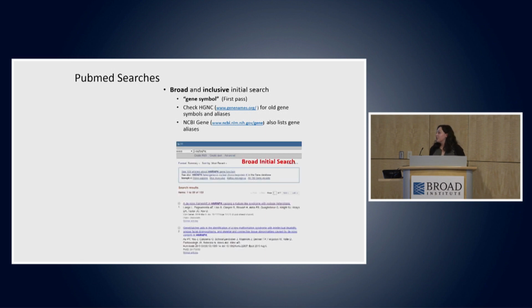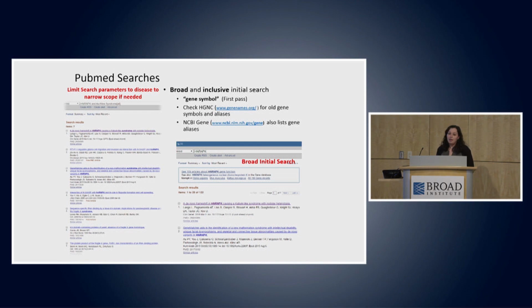So if your broad initial search comes out with a ton of results, like 122 results in this case, you want to narrow it down a little bit. So then what we suggest is to just do the gene and the disease, in this case, if you have a disease or if you know what type of disease you're looking for. And so in this case, it would narrow it down from 122 results to 7, making it much more manageable.